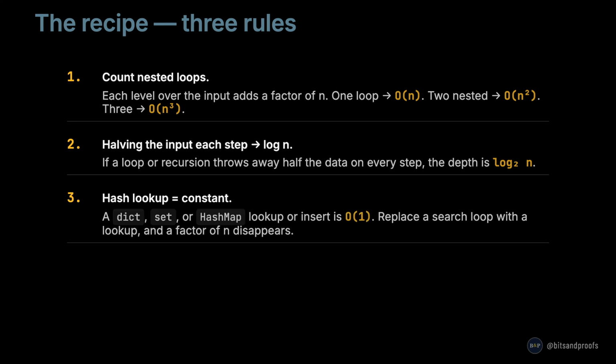Rule 3, a hash lookup is constant. A dictionary lookup, a set membership check, a hash map insert, all O of 1. If you can replace a search loop with a hash lookup, a full factor of n disappears from your complexity. That single trade is the foundation of most make-this-faster optimizations in interview problems and in real systems.